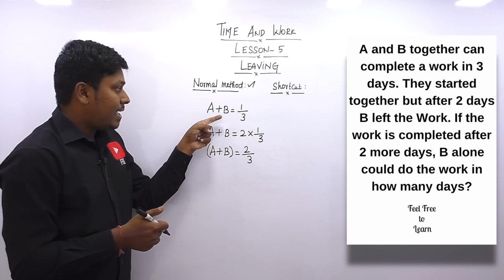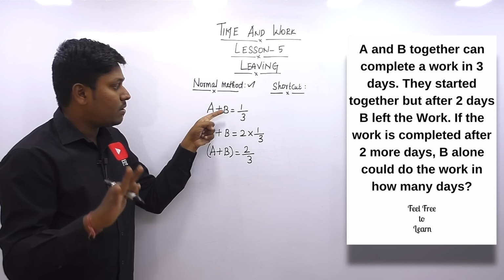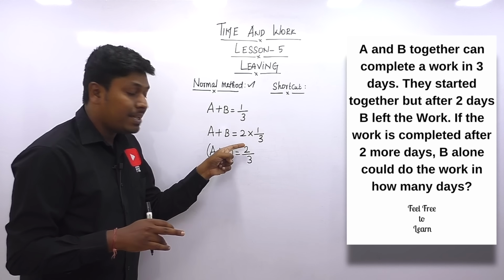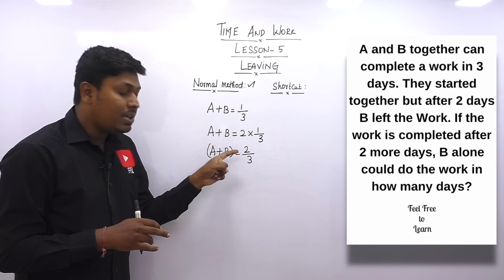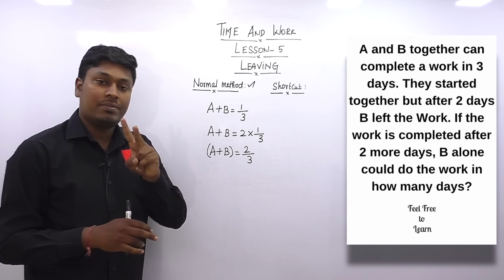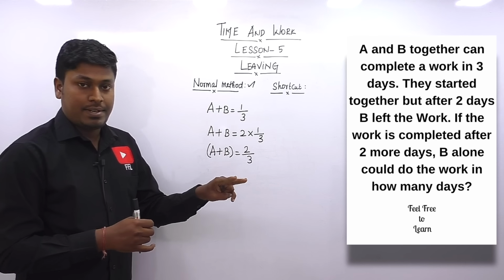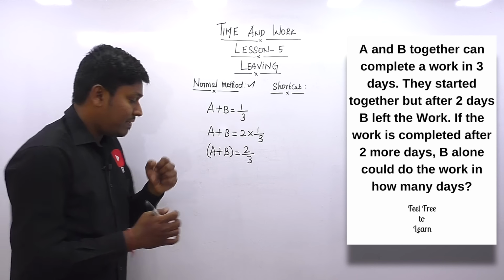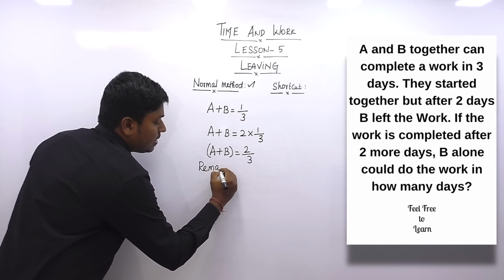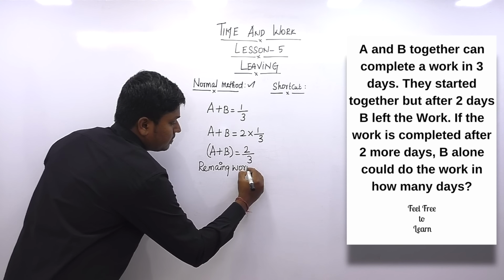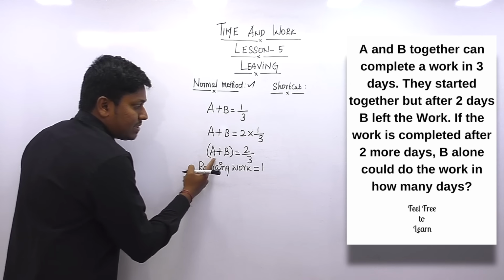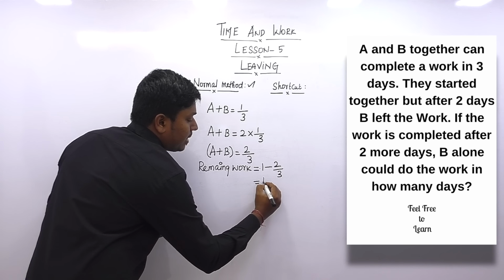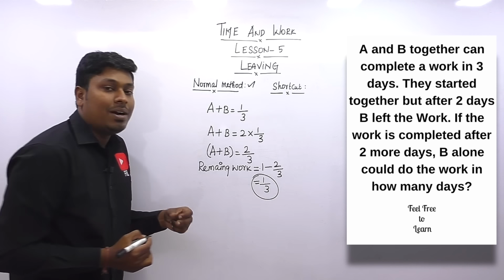Friends, understood? A and B can complete a piece of job in 3 days, 1 day work will be 1 by 3. Both of them initially work for 2 days, so 2 into 1 by 3 will be 2 by 3. So 2 by 3 of the work was completed by A and B in the first 2 days. Now B left, so the remaining job should be done by A, and A did the job in 2 days. Listen carefully, the remaining work: total work is 1, and for the first 2 days they both did 2 by 3rd of the work, so minus 2 by 3. 3 minus 2 will be 1 by 3. So 1 by 3 of the work is remaining.